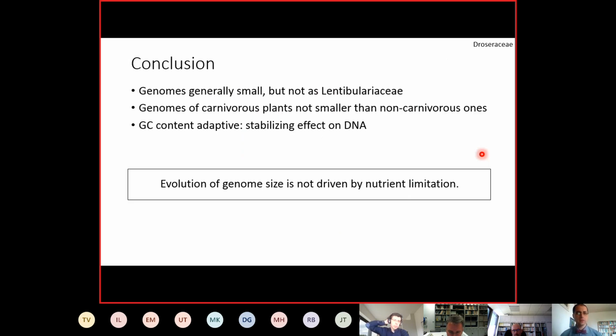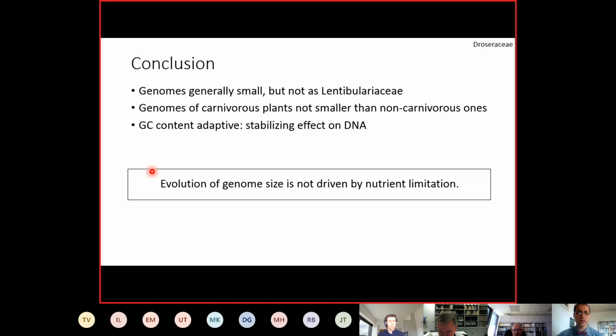To conclude the family Droseraceae, genomes can be considered quite small, but definitely they are not as miniature as in Lentibulariaceae. The genomes of carnivorous Caryophyllales were not smaller than their non-carnivorous relatives. Actually, they did not differ at all. But we found that the GC content in the family Droseraceae is adaptive, possibly because of the stabilizing effect of the GC content on DNA. Well, now we see that in this group, the evolution of genome size is probably not driven by nutrient limitation.